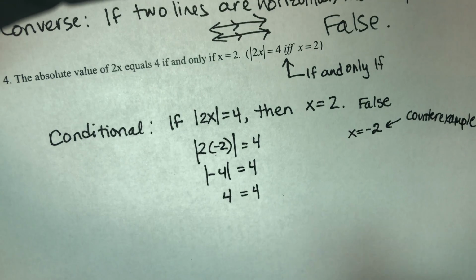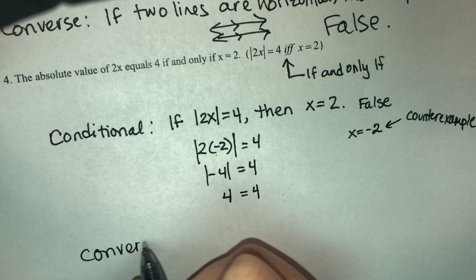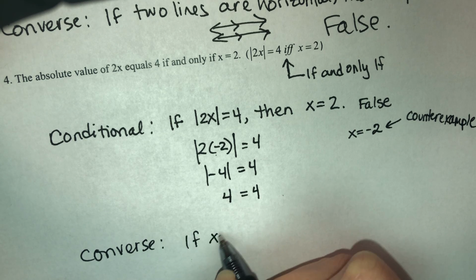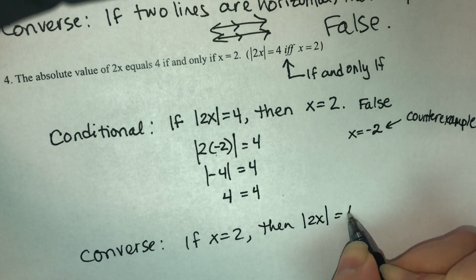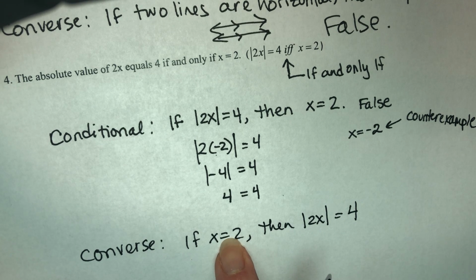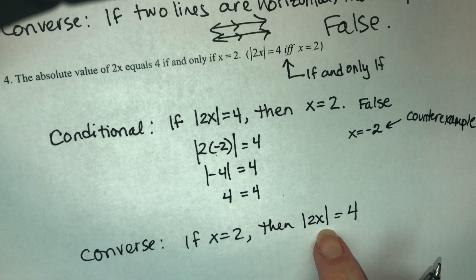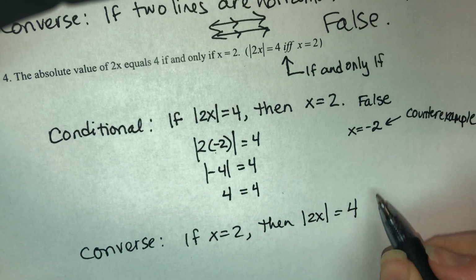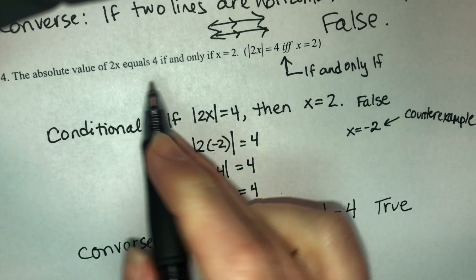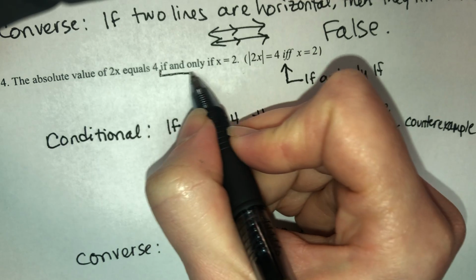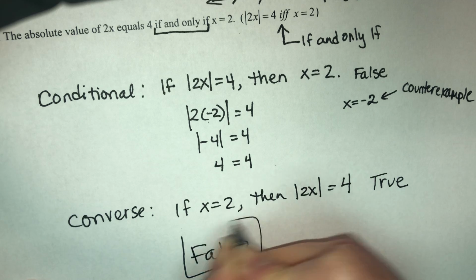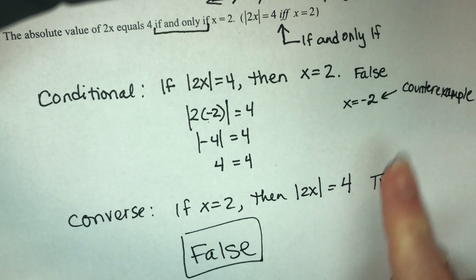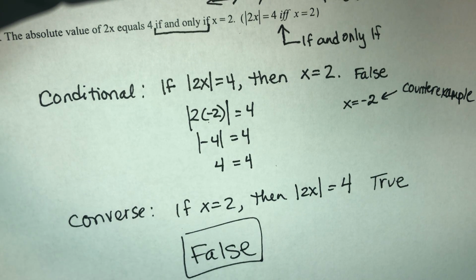Okay, now let's write the converse. If x equals 2, then the absolute value of 2x equals 4. If I have an x of 2, and I substitute that x in here, 2 times 2 is 4, and the absolute value of 4 is 4. So this one is true. But the overall biconditional statement with the if and only if is a false statement because the conditional is false, even though the converse is true.